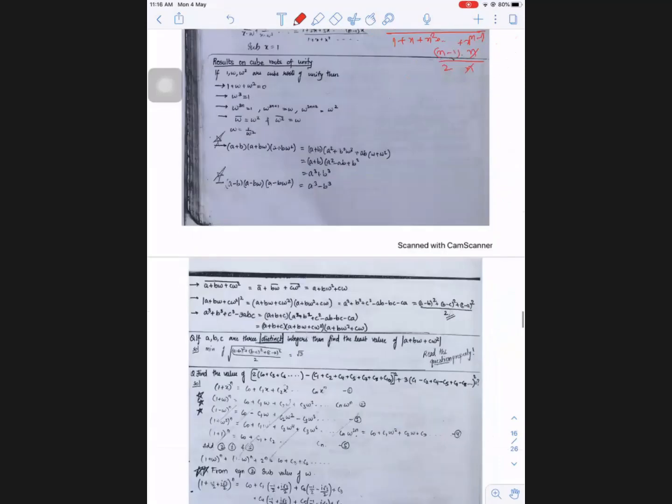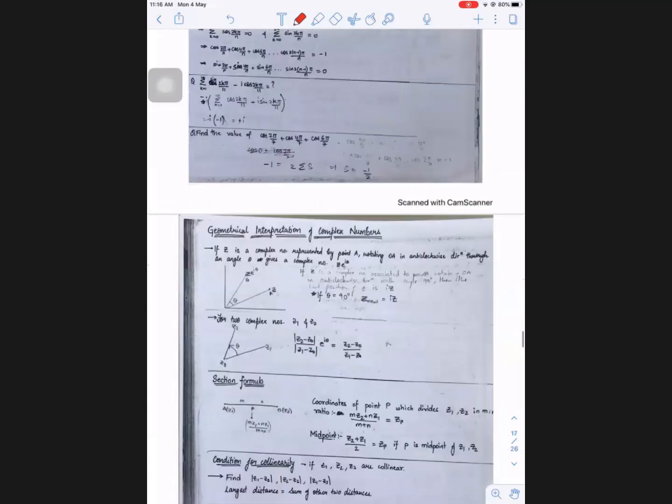Next here, one minute, I'm just checking whether that formula is written or not.